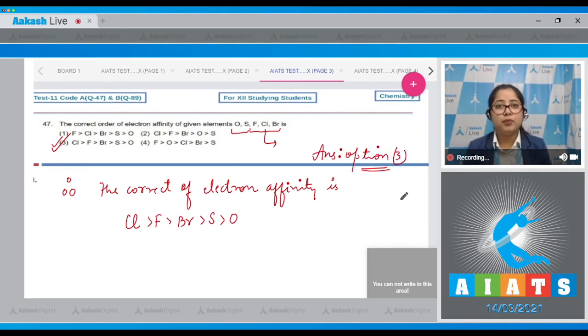Students, such questions are very important. In this question, we have compared electron affinity of 2 different groups. So be prepared for such questions also in the upcoming NEET exam. Moving to the next question, which is question number 48.